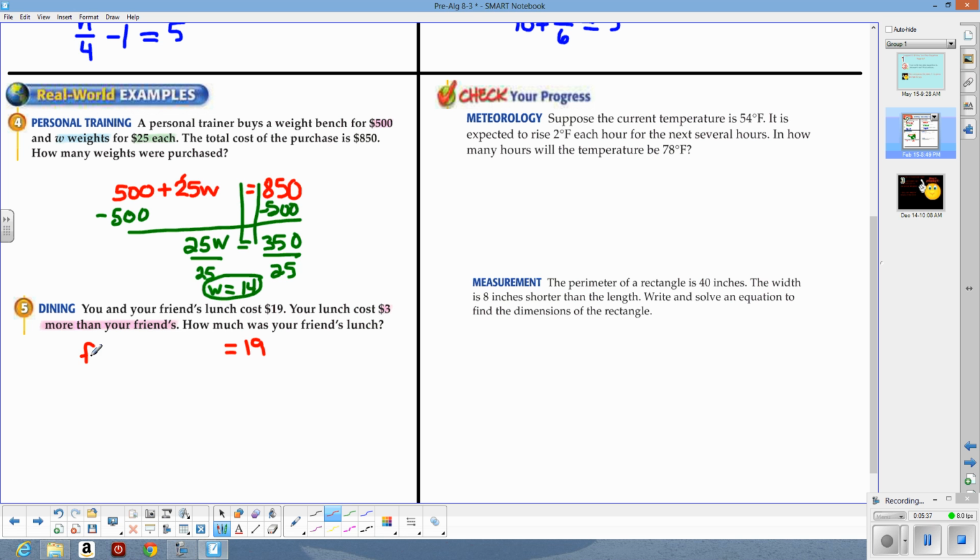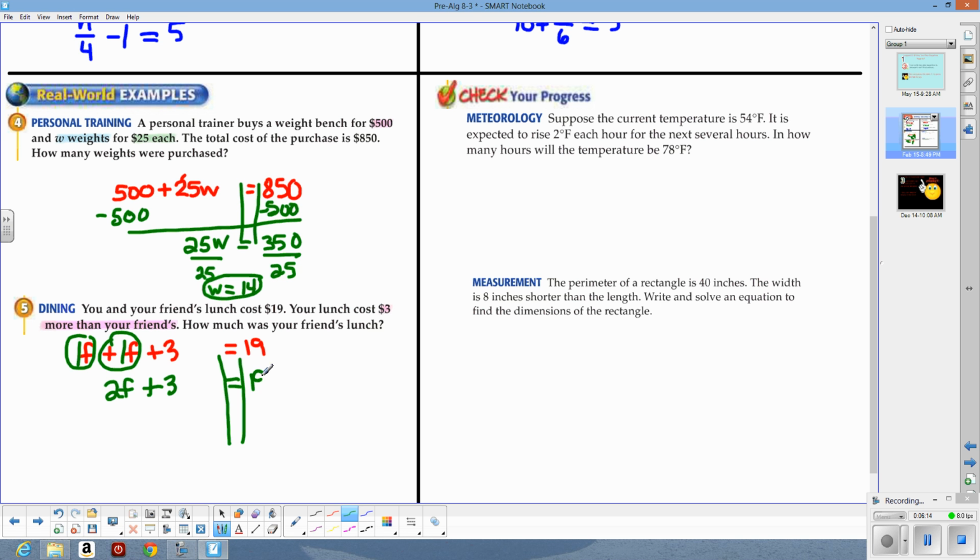So my friend's lunch plus my lunch, and my lunch was $3 more than my friend's lunch. So the friend's lunch plus mine, which is going to be the friend's lunch plus 3, when you add those together, it has to equal 19. Now, before we solve this equation, we're going to want to combine like terms. We're going to want to put this 1F and 1F together. So 1F plus another 1F is 2Fs. So 2F plus 3 equals 19.